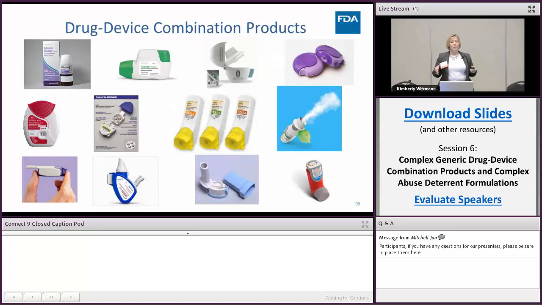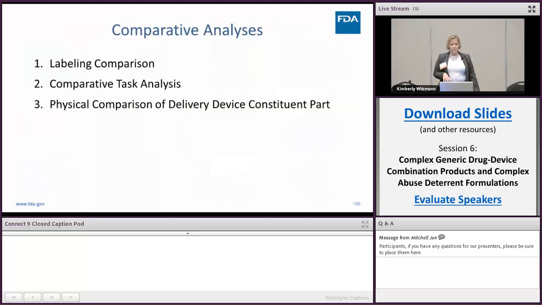And we had to have a framework that appreciates and understands those differences between them, as well as recognizes some of the similarities. So within the comparative analyses that are described in the guidance, there are three key features that we ask people to look at. The first is the labeling comparison. The second is a comparative task analysis. And the third is the physical comparison of the delivery device constituent part. So my next slides are going to talk about each of these in order.